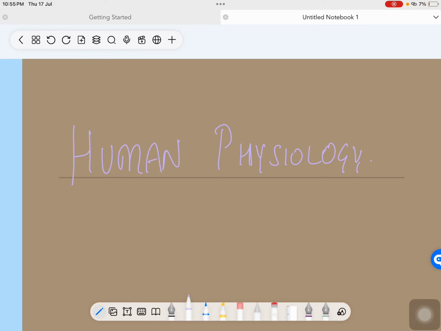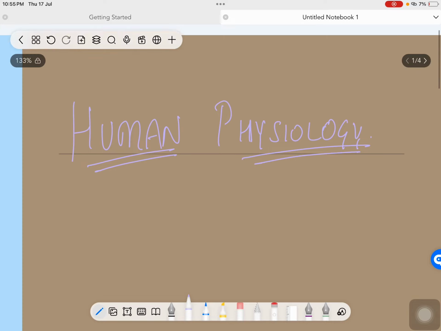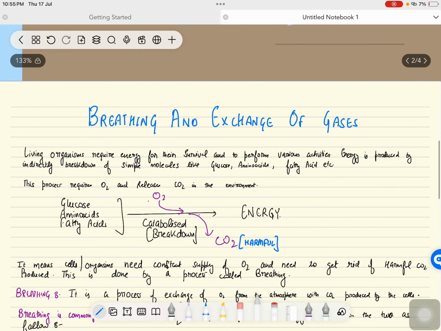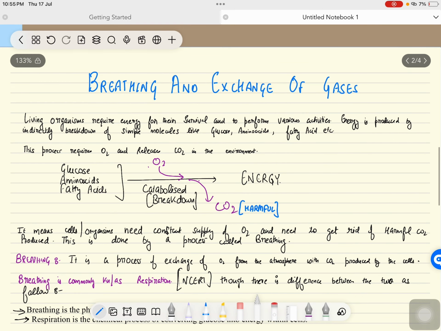Today we are studying human physiology. Human physiology we are studying from the class 11th NCERT book. So the very first chapter is breathing and exchange of gases.